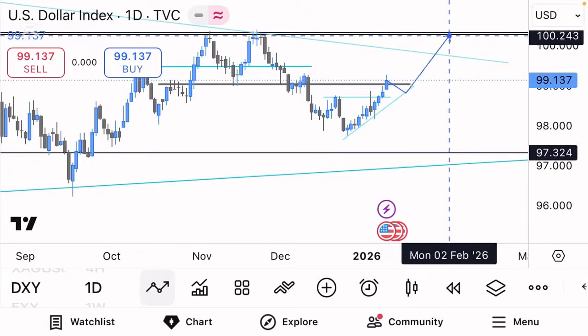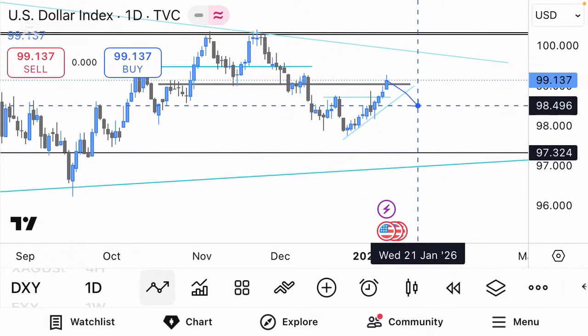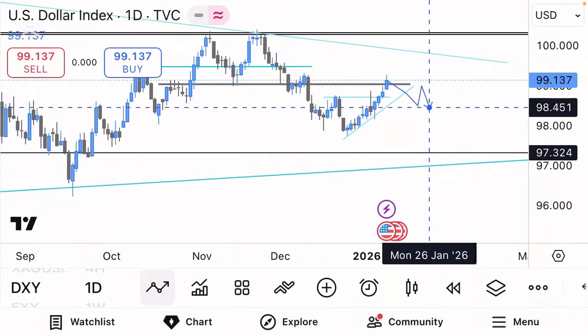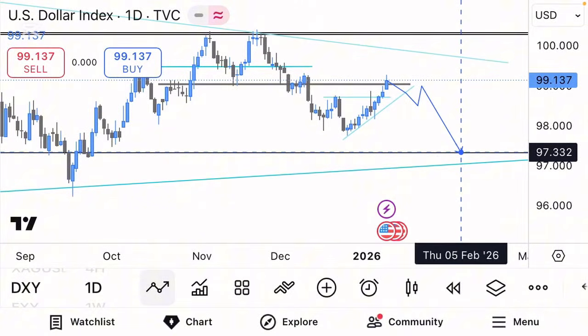But if we do not get that and we get a break below this buy trend line here, and we get a retest, what we want to start looking for is more shorts. We want to start looking for shorts down to the 97.332 region. So that is it on DXY.